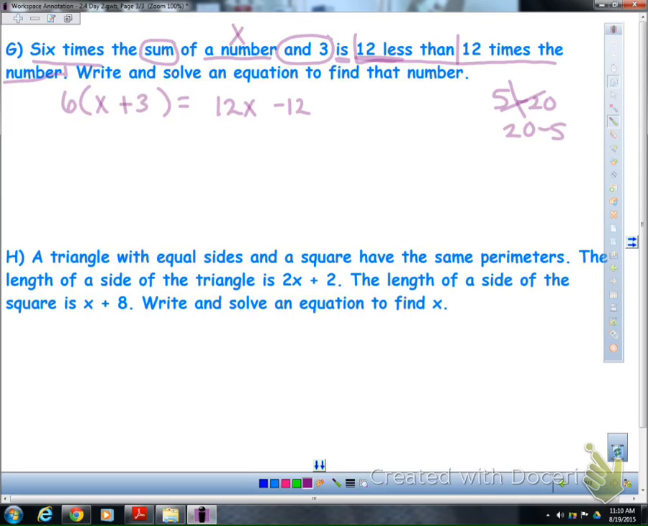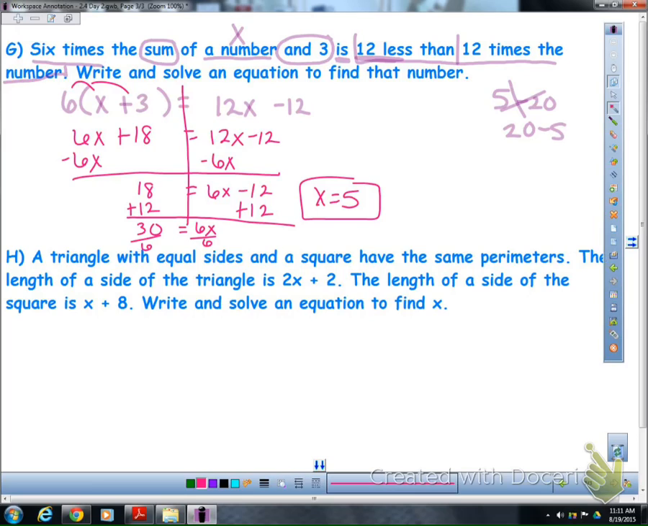So here's your equation. I want everybody to pause it and finish solving that. Okay, so if you solve this on the left side, you see you have to distribute the 6 to both sides, and then you have a normal equation. Subtract 6x, add 12, divide by 6, you end up with x equals 5.